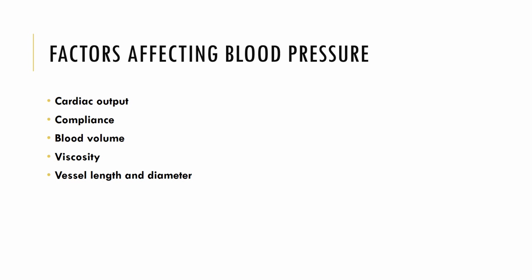Friction occurs between the moving blood and the walls of the vessel. The longer the vessel length, the greater the surface area in contact with the blood, and therefore the greater the resistance. The most dramatic changes in blood vessel length occur between birth and adulthood. Once we reach adulthood, vessel length is relatively constant.